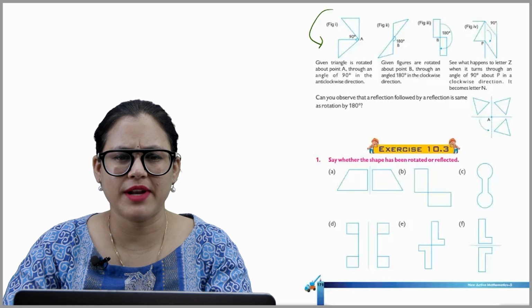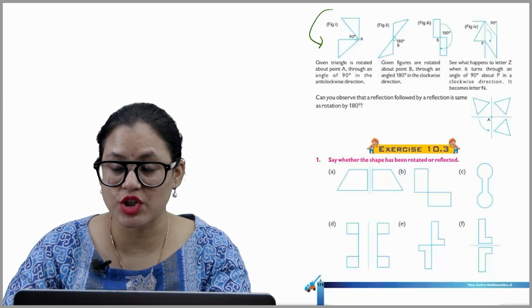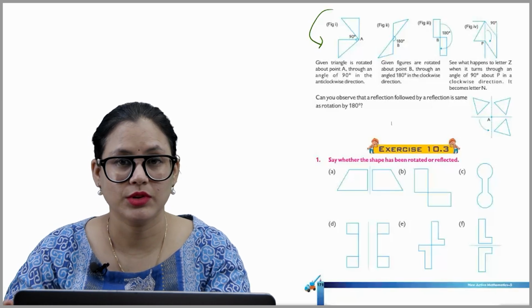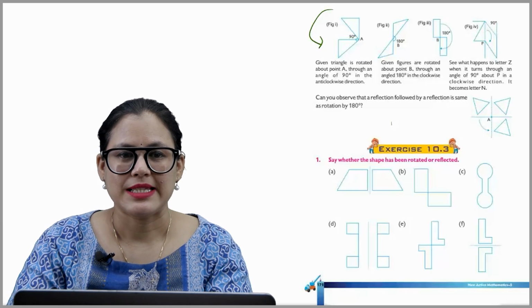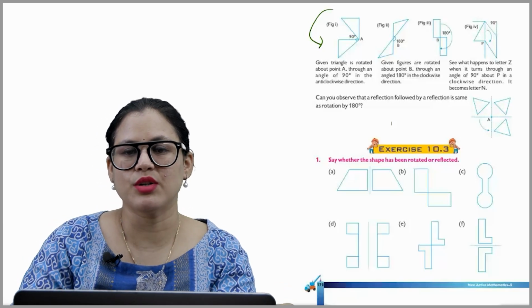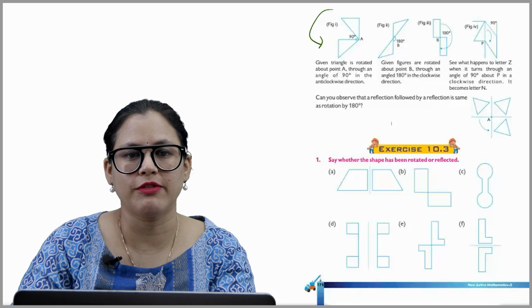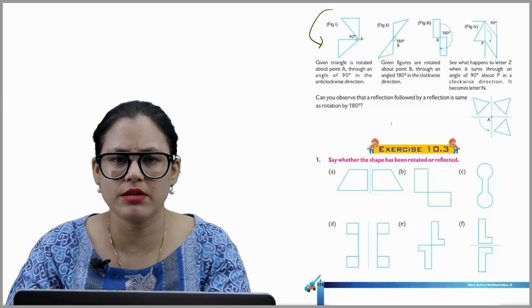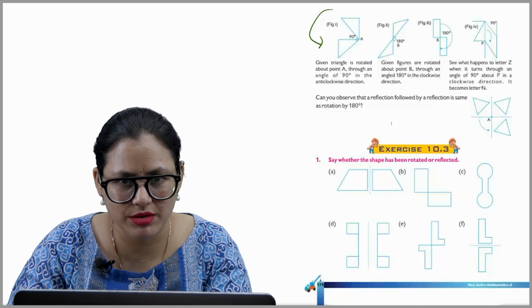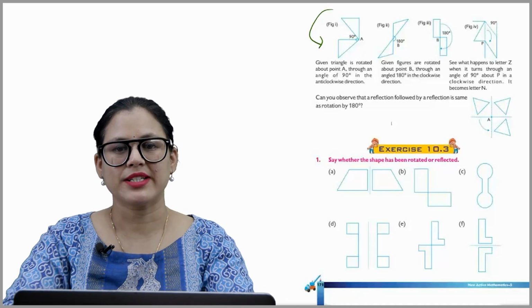Can you observe that a reflection followed by a reflection is the same as a rotation by 180 degrees? What do you say? Let's do exercise 10.3. Say whether the shape has been rotated or reflected. Okay, so part A, this is the reflection, so this has been reflected, okay, right.